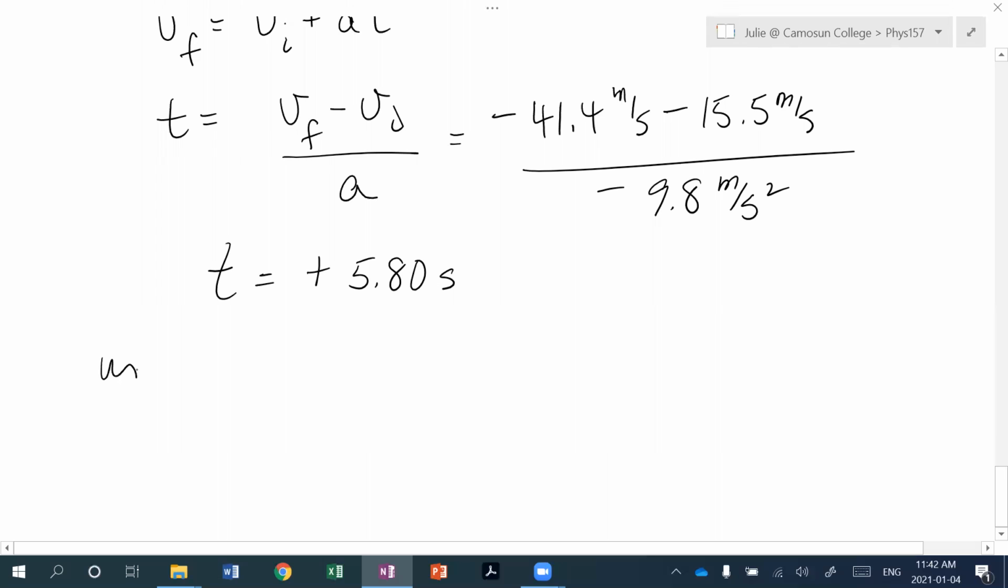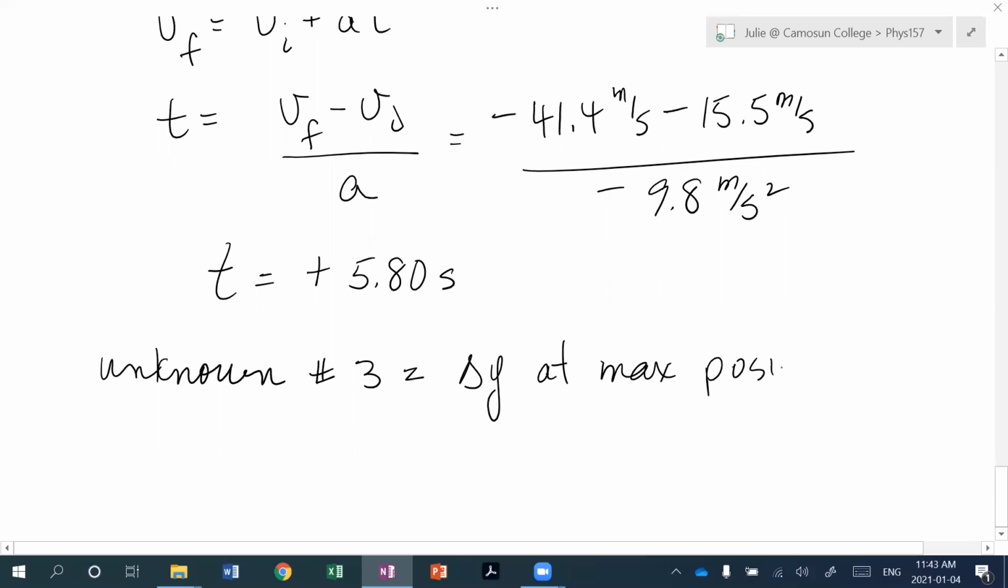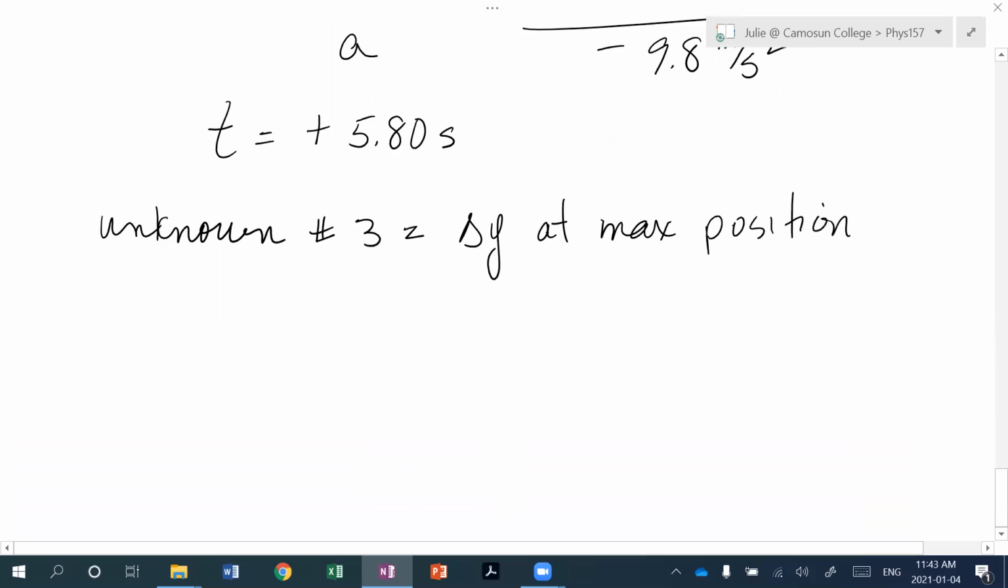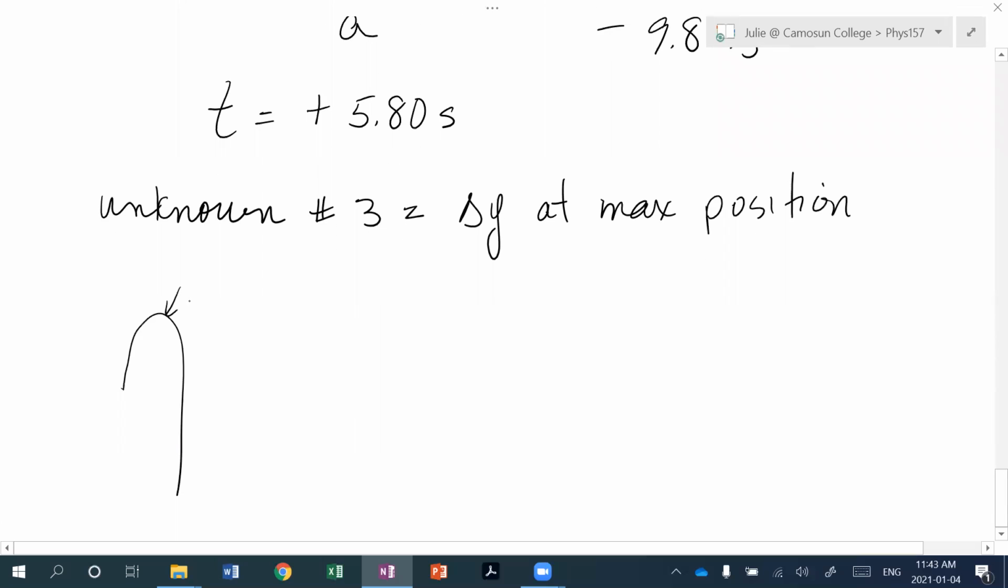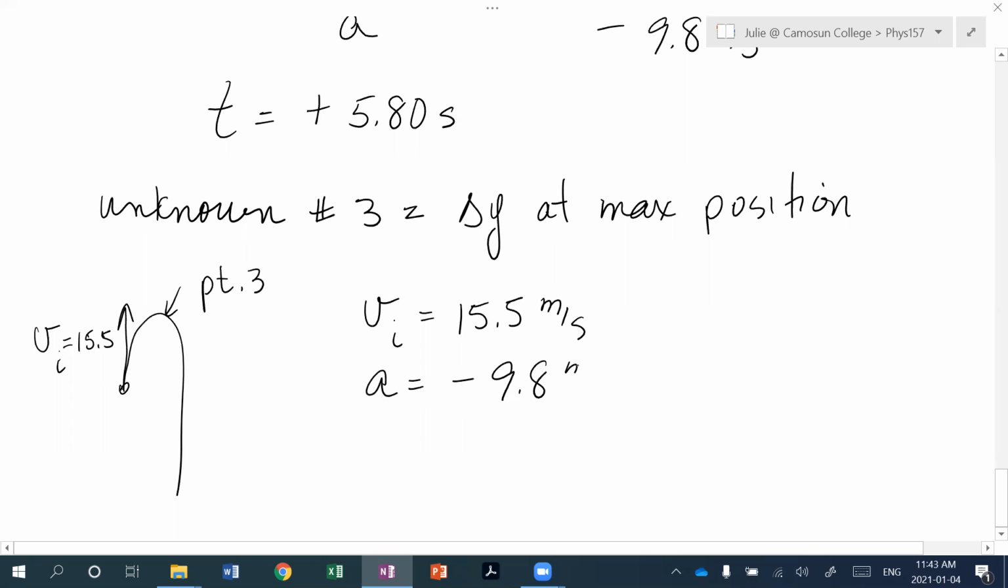So unknown number 3 equals delta y at max position. Okay, so we have to start again because now we're looking at a different point. Now this is point 3, and so all our numbers have to go together. VI is always the same. How high the cliff is makes no difference here. So we still have the VI, 15.5, that's the same. And we still have the acceleration. So our givens are a little different.